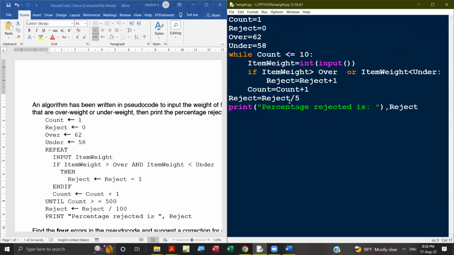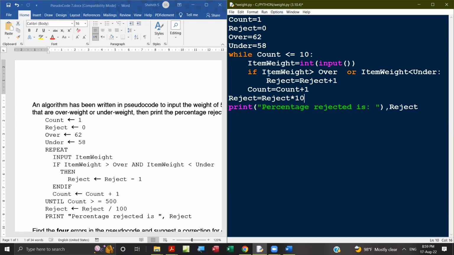Got it. Reject divided by 5. That is, if there are 10 items, then how can we write the formula? Reject over 10 times 100. Understand? Reject means number. So reject over 10 times 100. How can we simplify? Reject means number of items rejected divided by 10, because there are only 10 items in total, times 100. So we can cancel the 1 0 and it becomes multiplication by 10, yeah. You got it.